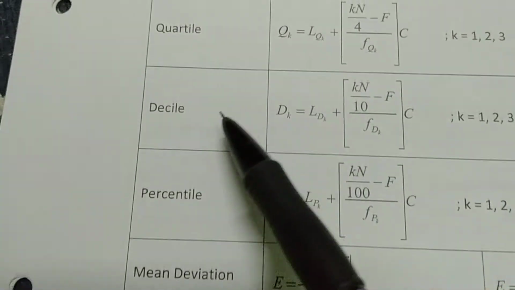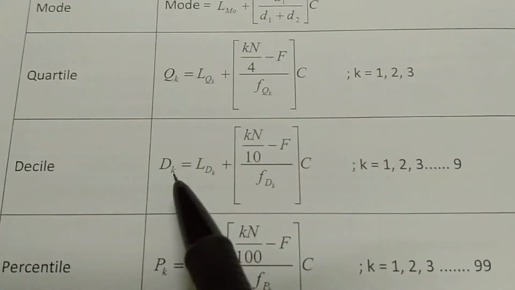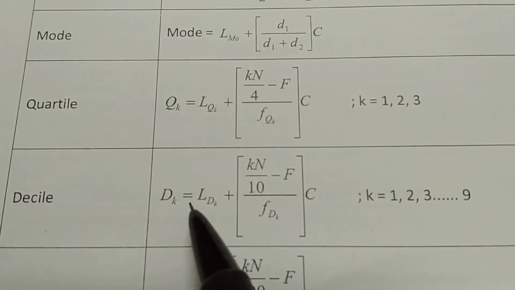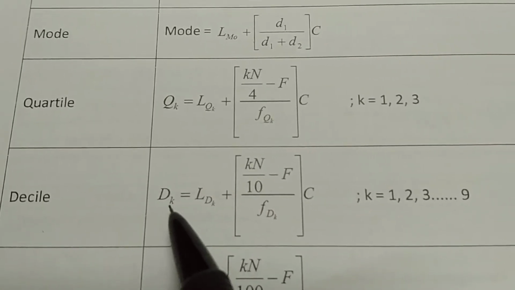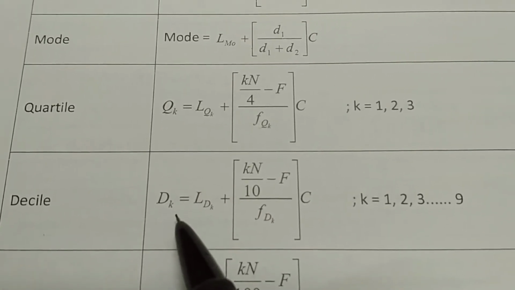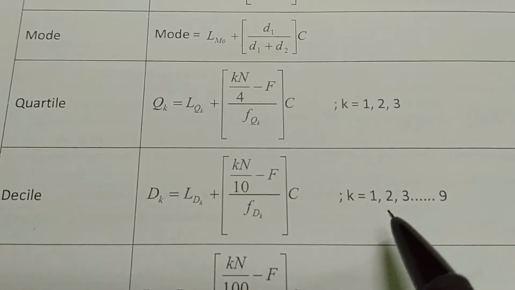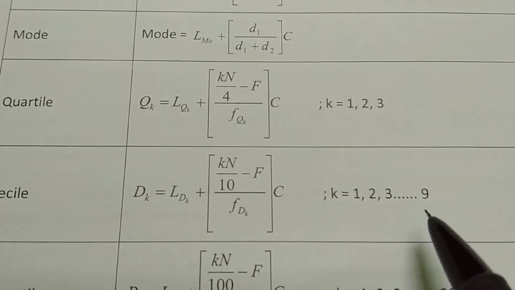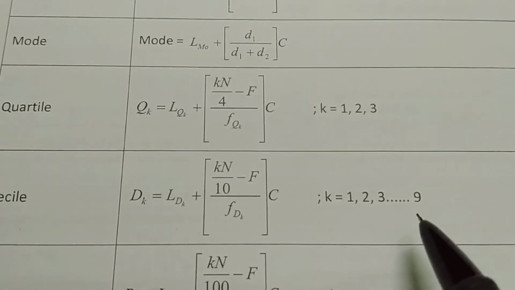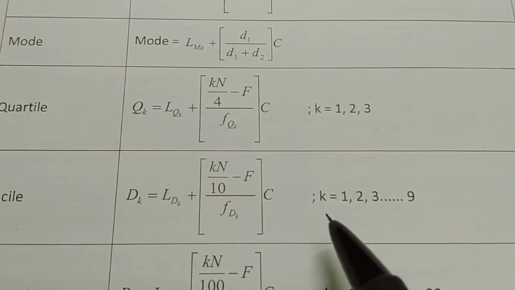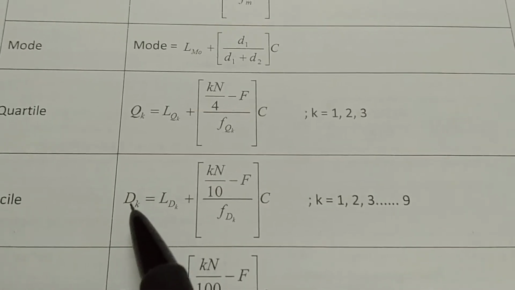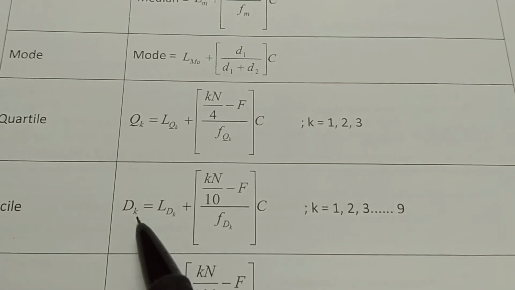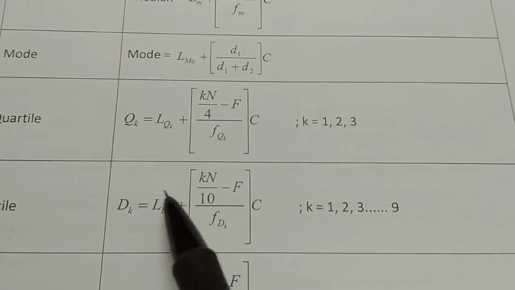For decile, the formula is quite similar to quartile's formula. The notation is D, and then we have K. K is from 1 until 9, depending on the question also. For example, the question wants us to calculate the 6th decile. So that means K is 6. D6, the 6th decile, means D6, where K is 6 is equal to LDK.